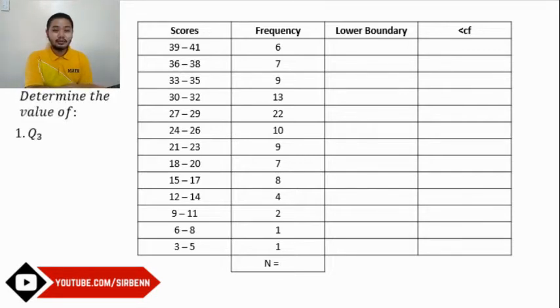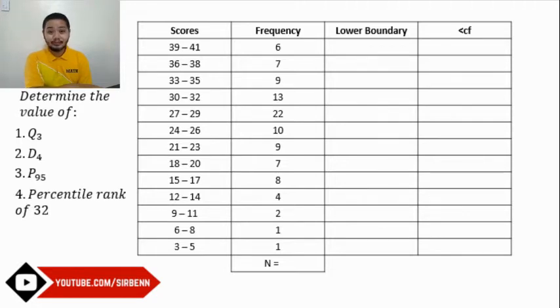Ito, yung value ng third quartile, yung value ng fourth decile, yung value ng 95th percentile, at saka yung percentile rank ng 32. So first, ang gagawin natin is identify na muna natin yung total frequency. So ang gagawin natin dito is i-add lang natin itong mga numbers dito. So if we add them, you can do it manually or you may use calculator. So yung value ng n natin is 99.